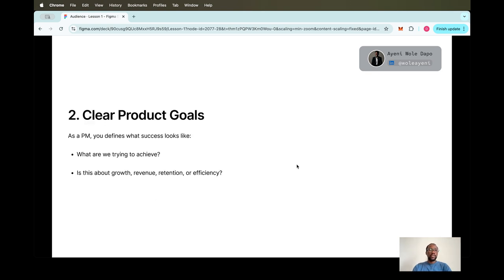Secondly, creating a product goal. Using the data you've gotten from the market research, you create a product goal for your team. What are we trying to achieve? Is this about growth, revenue, retention, or efficiency? Don't forget, as a product manager, your role goes beyond just handing tasks to the development team. You are also expected to provide clarity as to why we are building what we are building.